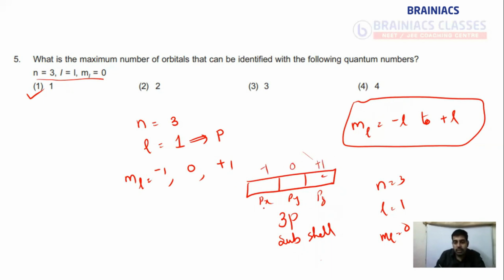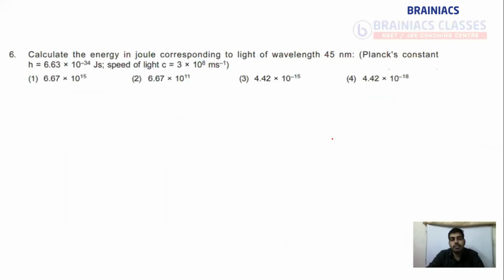These are the values. So how many orbitals can be identified with the following: n 3, L 1, ML is equal to 0? ML value 0 means we can identify only one orbital, right? This orbital is having n value 3, L value 1, that is p orbital, and ML value 0. So there is only one orbital. So answer option 1, right? I think it's clear. Moving on to the next question.